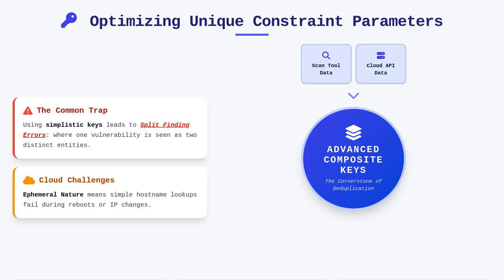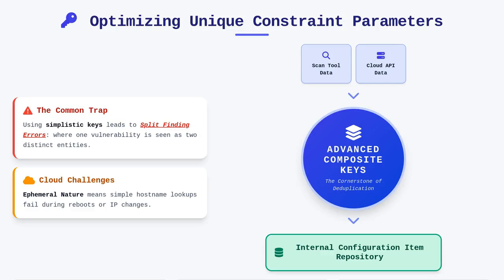We must instead rely on immutable identifiers provided by the cloud provider API, which remain stable even if the underlying instance is rebooted or assigned a new internal IP address. This is the cornerstone of effective deduplication, and it requires careful planning of how you map external tool data to your internal configuration item repository.